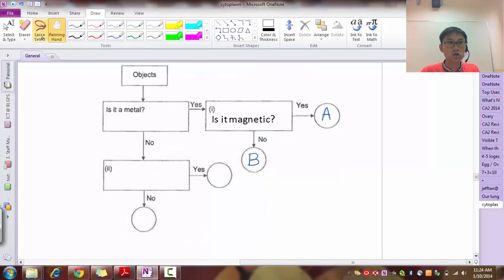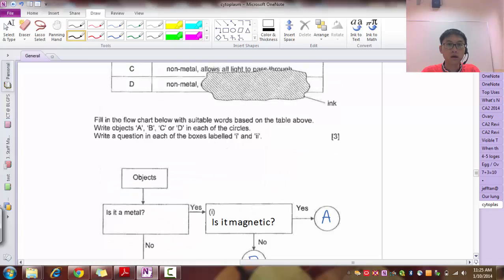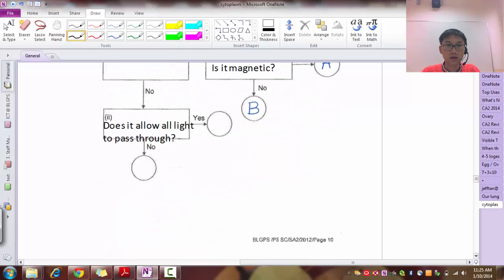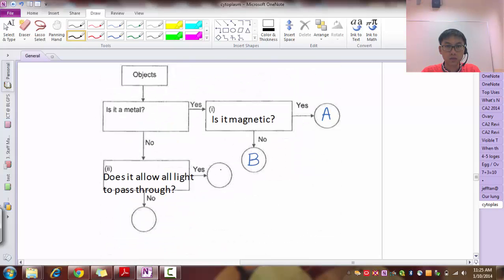So my question 2 will be, does it allow all light to pass through? Or another question you could ask is, is it transparent? Yeah, because when it allows all light to pass through it means it's transparent, right? Okay, so anyway, does it allow all light to pass through? If it's yes, allows all light to pass through, then it will be C, and most likely D will be here. Okay, so that's how you fill up this flowchart.